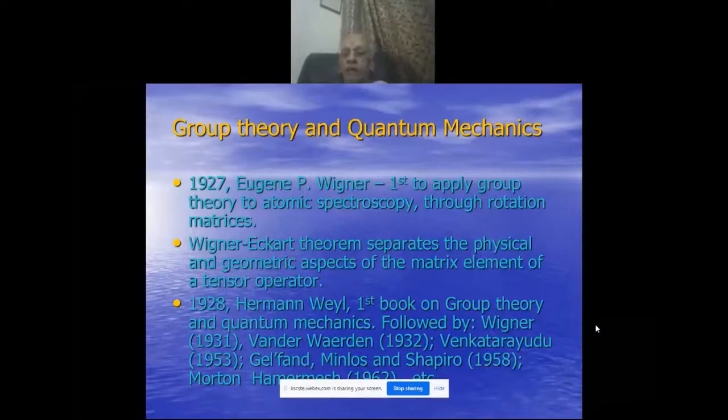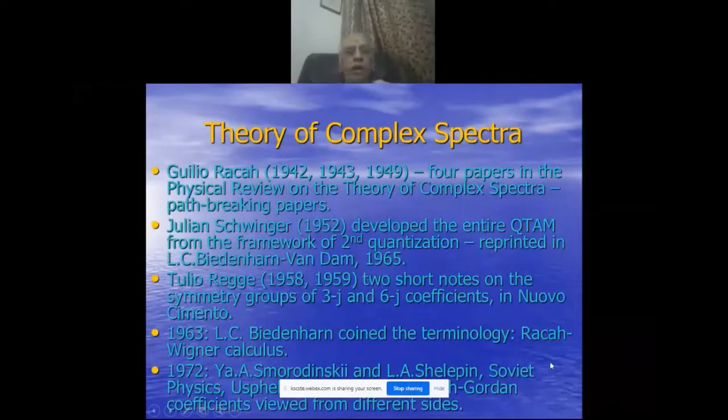By 1928, Hermann Weyl wrote the first book on group theory and quantum mechanics. It was followed by Wigner's book in 1931, van der Waerden's in 1932, Venkatarayudu's in 1953, and Gelfand, Minlos, and Shapiro in 1958, Martin Hamermesh in 1962. So when I joined research in 1962, the latest book was Martin Hamermesh. Today, of course, you have an enormous amount of literature available on group theory. There are encyclopedias available. So I will not go beyond this to tell you about what is available today.